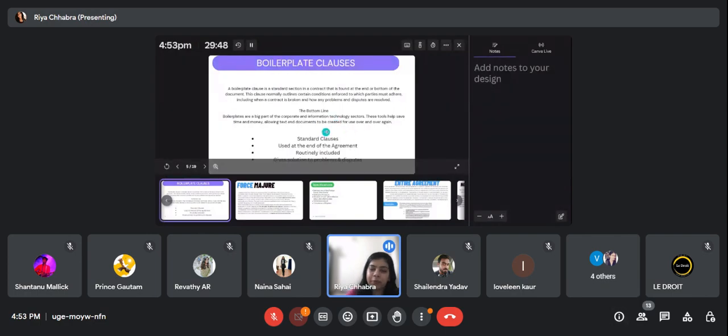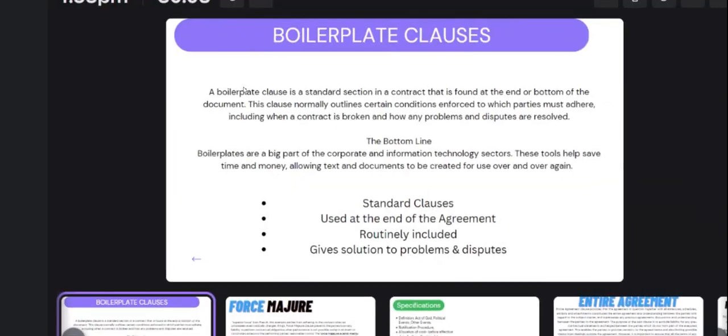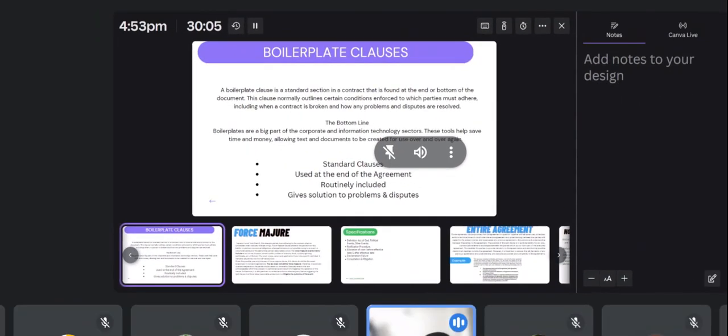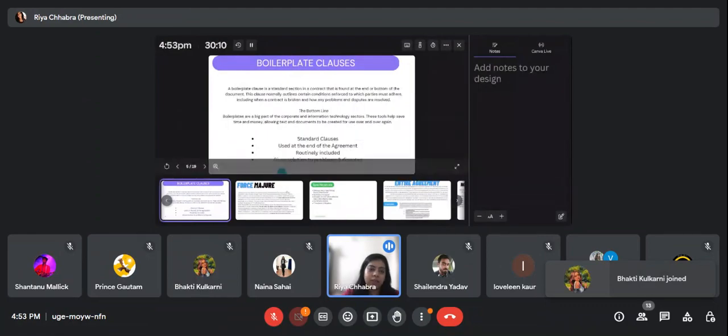So the major key points of the boilerplate clauses are they are standard clauses. They are used at the end of the agreement. They are routinely included, so they are mostly included in all types of agreements, and the main purpose of them is they give solutions to the problems or disputes that may arise between the parties in an agreement.